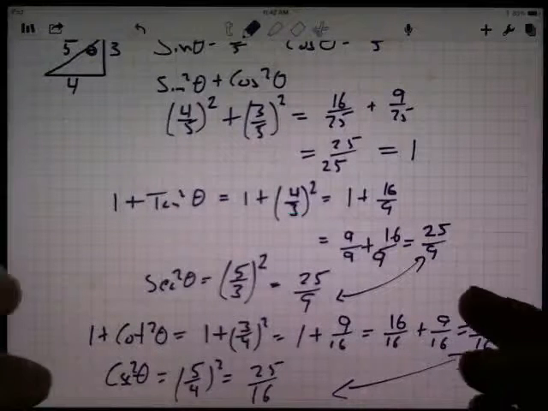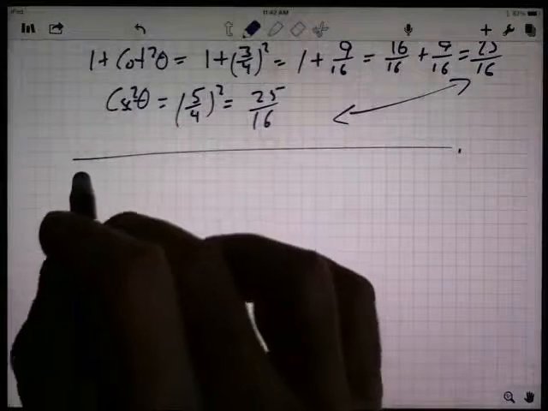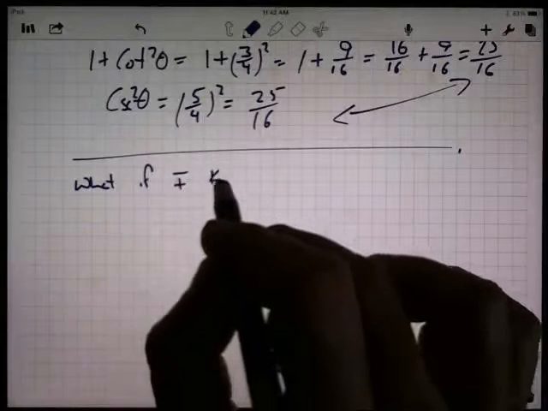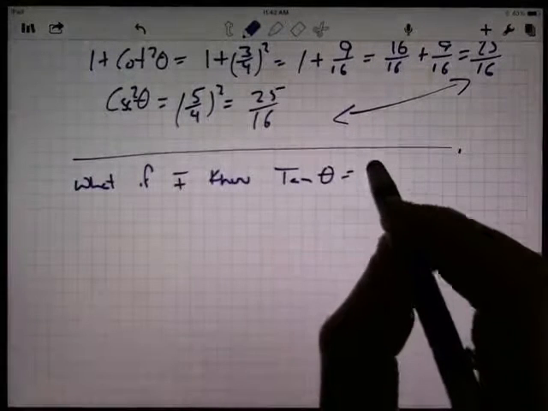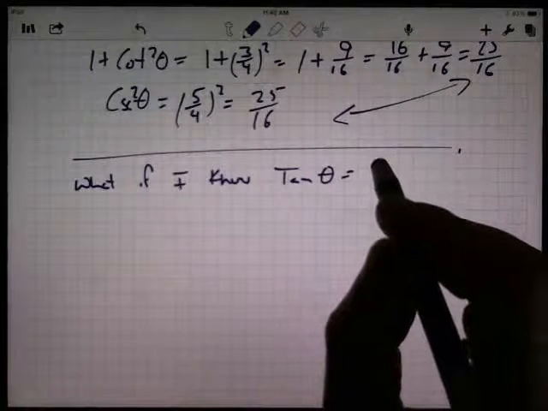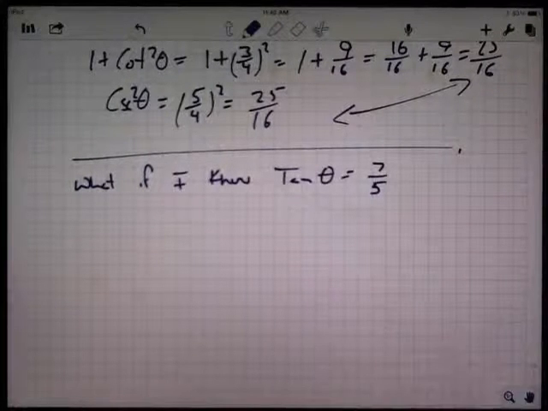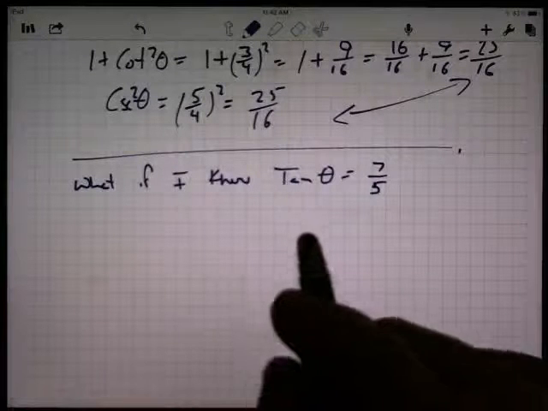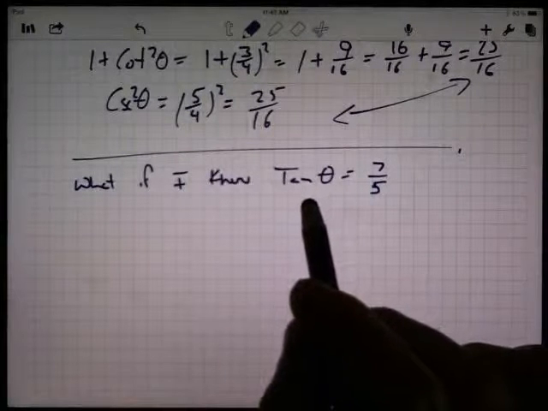Okay. Now let's take another look at these and say, suppose I know, what if I know that tangent of theta equals 7 over 5? What can I do with that information? Well, I can think of several ways. I could draw a picture, which we've done in a previous video.